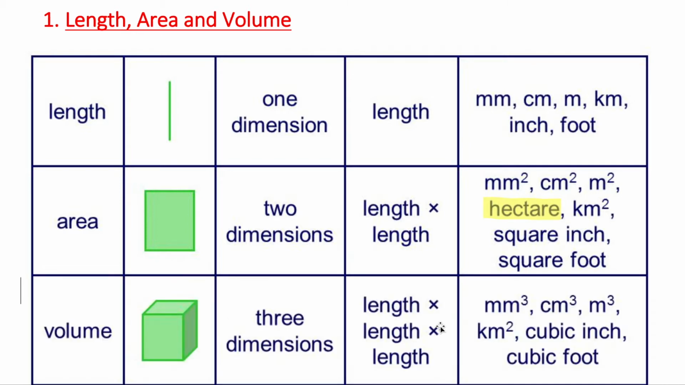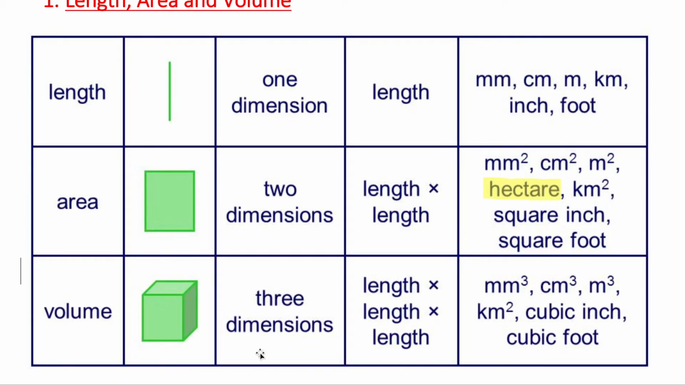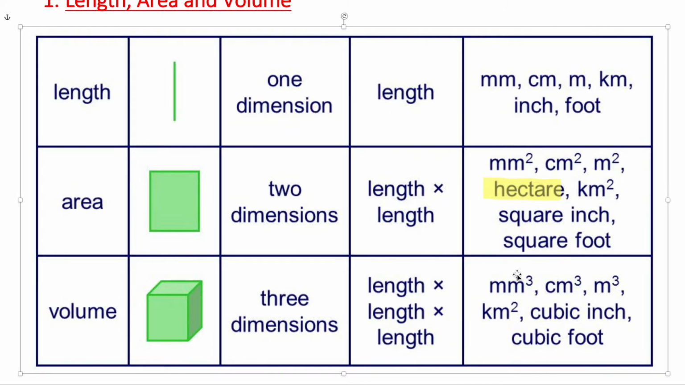And the last one is volume. So for volume, we have three dimensions. So we have length, width, and depth. To calculate the volume of a shape, we have to do length times length times length. And the units that we use are millimeters cube, centimeters cube, meters cube. This is wrong. Kilometers should be cube, girls, so please fix it in your notes. This should be cube. And then we have things like cubic inch and cubic foot.